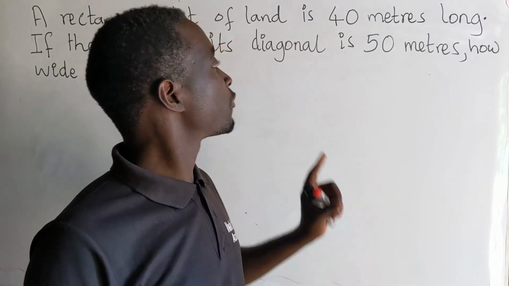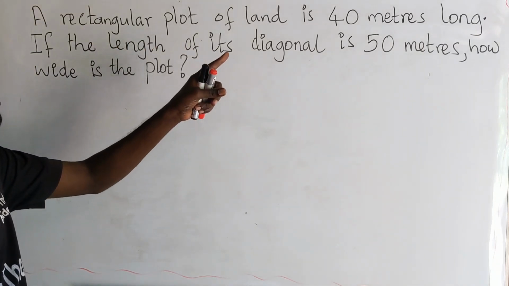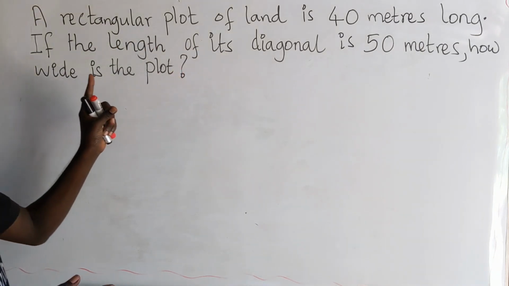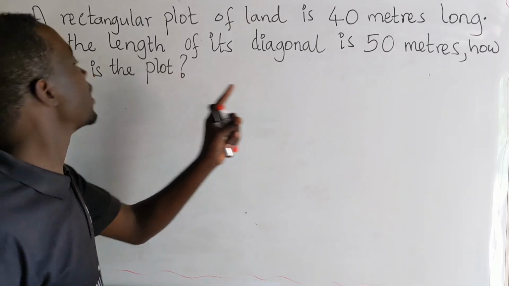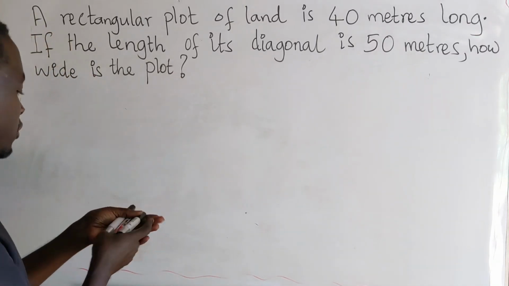Here we have a question from trigonometry. It is stated that a rectangular plot of length is 40 meters long. If the length of its diagonal is 50 meters, how wide is the plot? So let's see the solution of this.